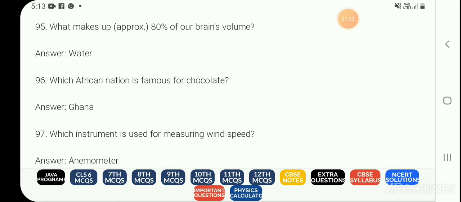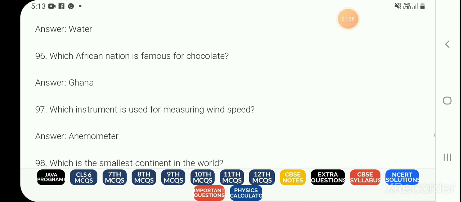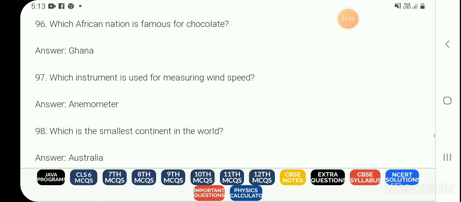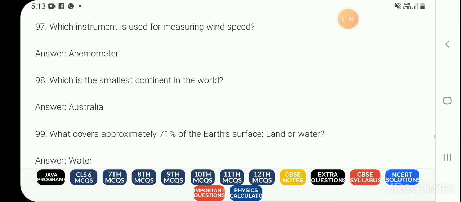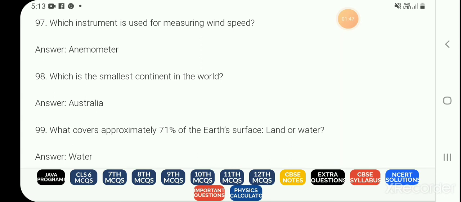What makes up approximately 80% of our brain's volume? Water. Which African nation is famous for chocolate? Ghana. Which instrument is used for measuring wind speed? Anemometer.